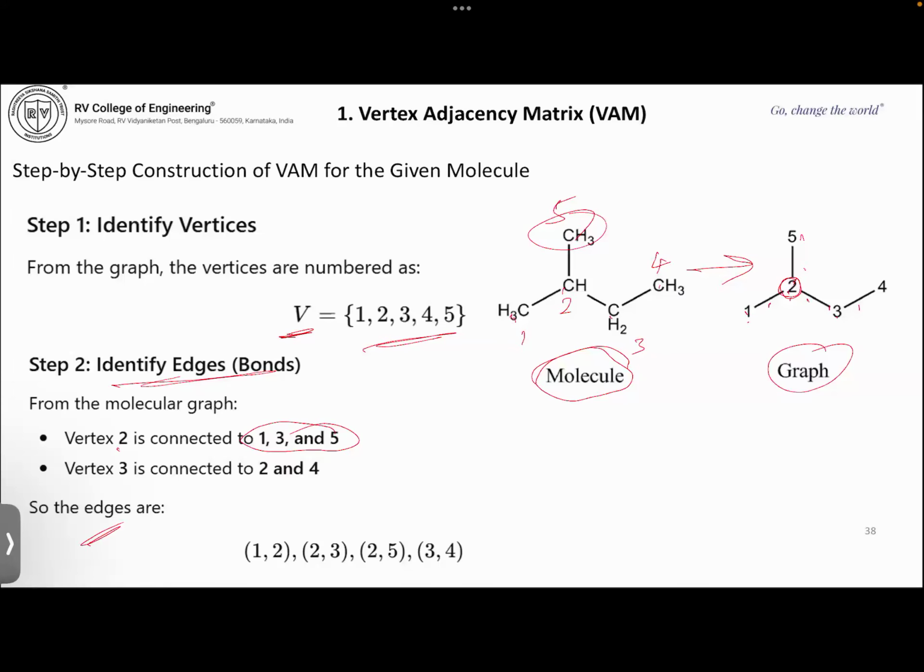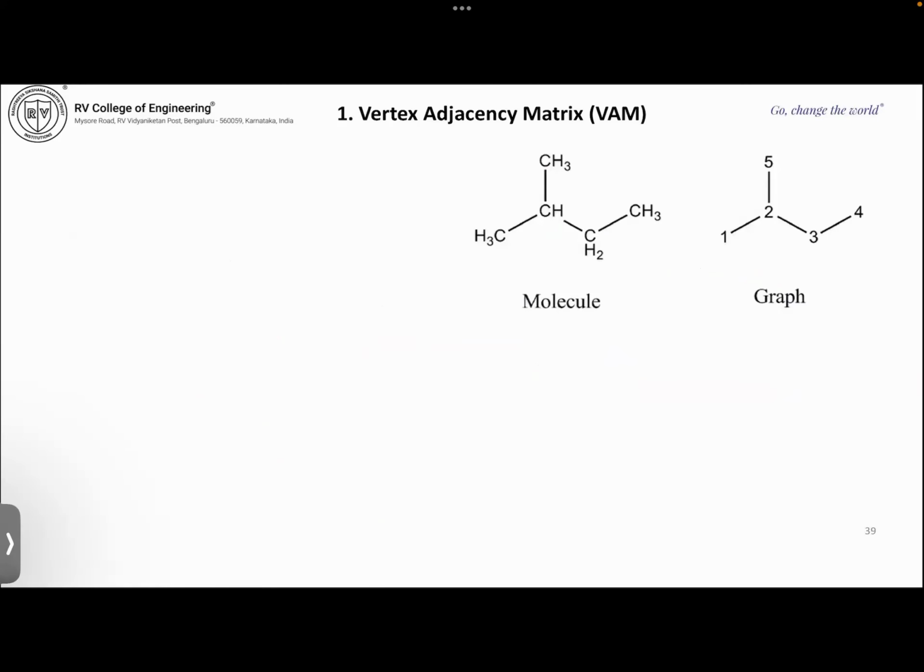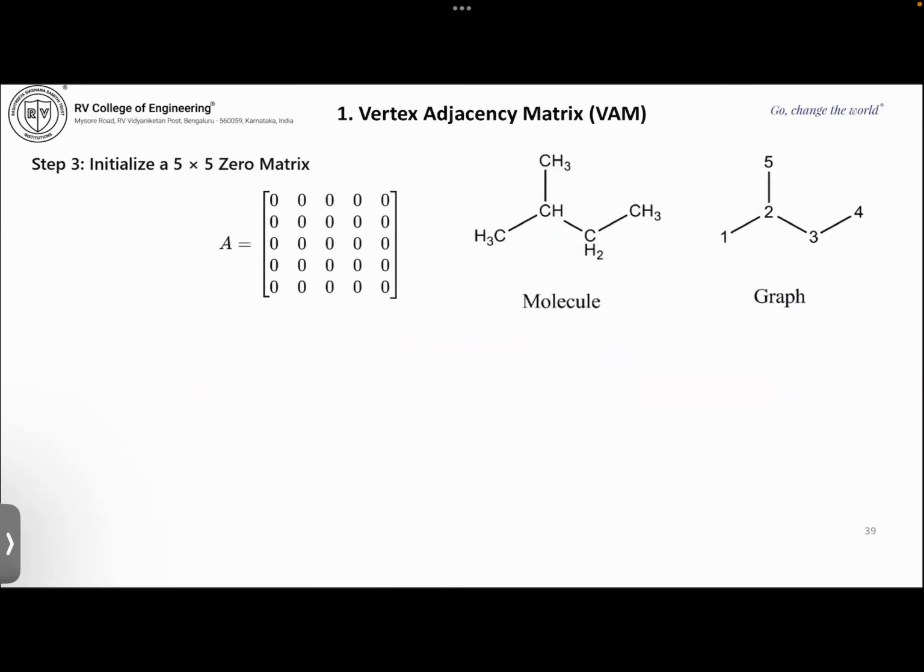So therefore the edges are 1-2, 2-3, 2-5, and 3-4. So these are the edges for this molecule. There are 4 edges. So first identify the vertices, then identify the edges. Then, because there are 5 vertices, initiate a 5 cross 5 zero matrix like this.